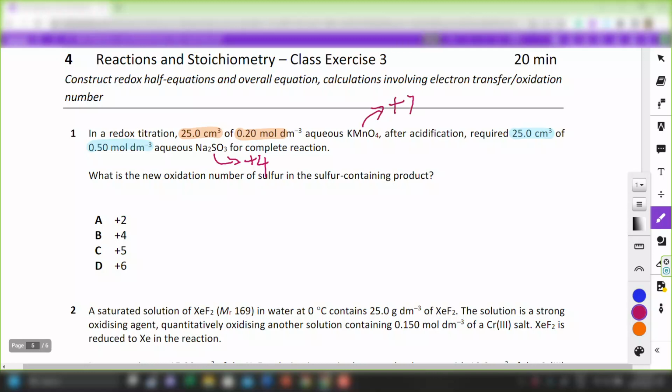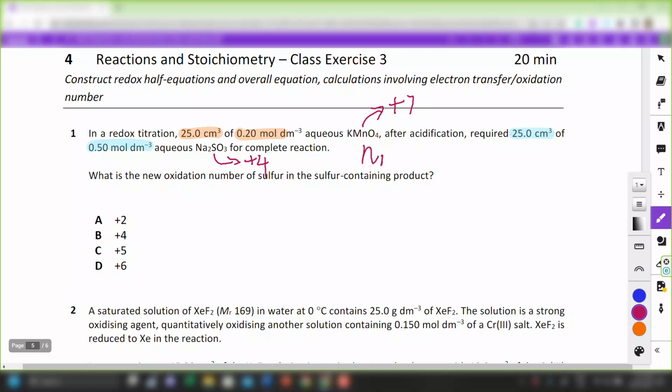As what we often highlight in our tutorials and of course the lectures, the fundamental way of doing such redox questions is really to look at the electron transfer between the two parties. The simplest way is, I think, number one, calculate the amount of permanganate you have first. Okay, so we're just going to jump straight into the calculation.